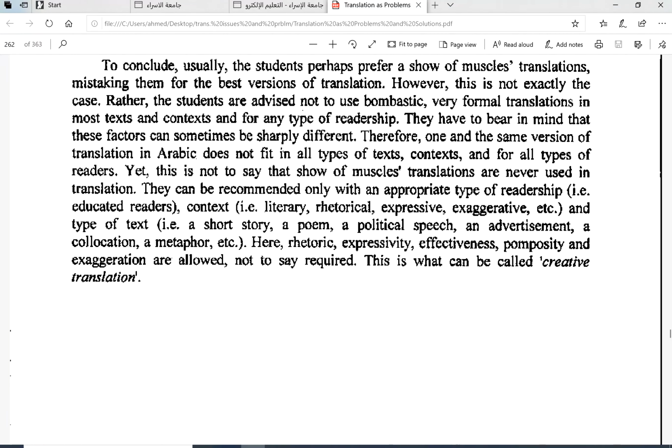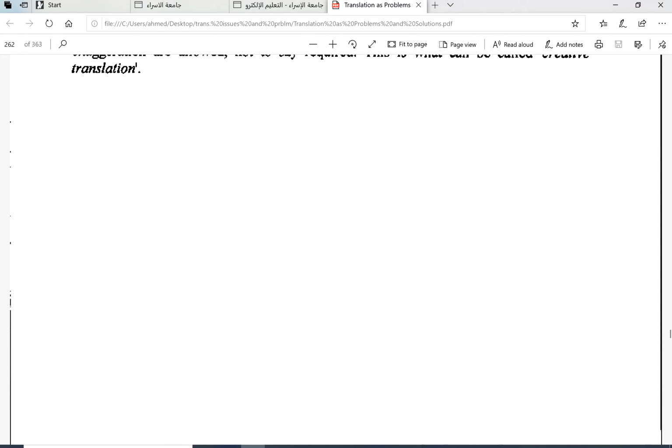Here, rhetoric, expressivity, effectiveness, pomposity, and exaggeration are allowed, not to say required. This is what can be called creative translation.